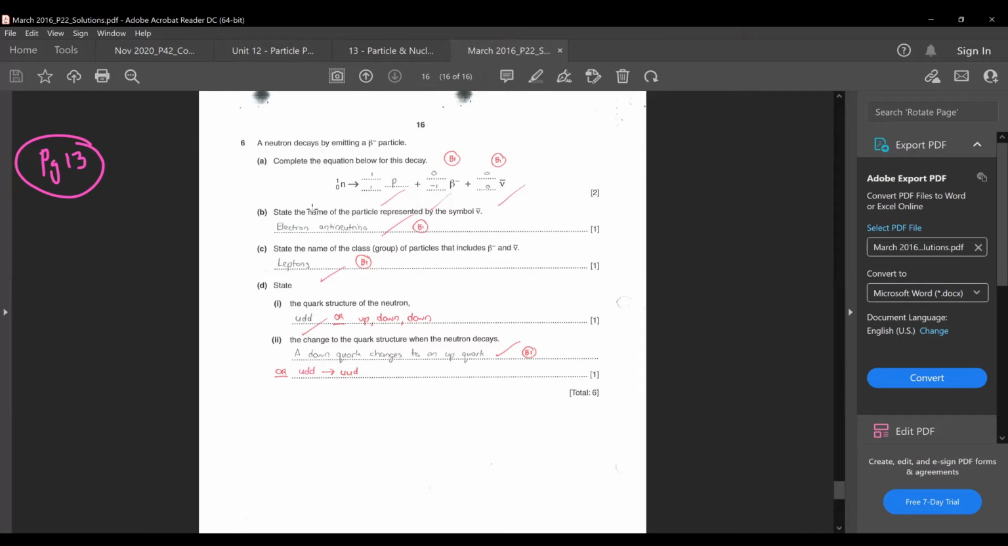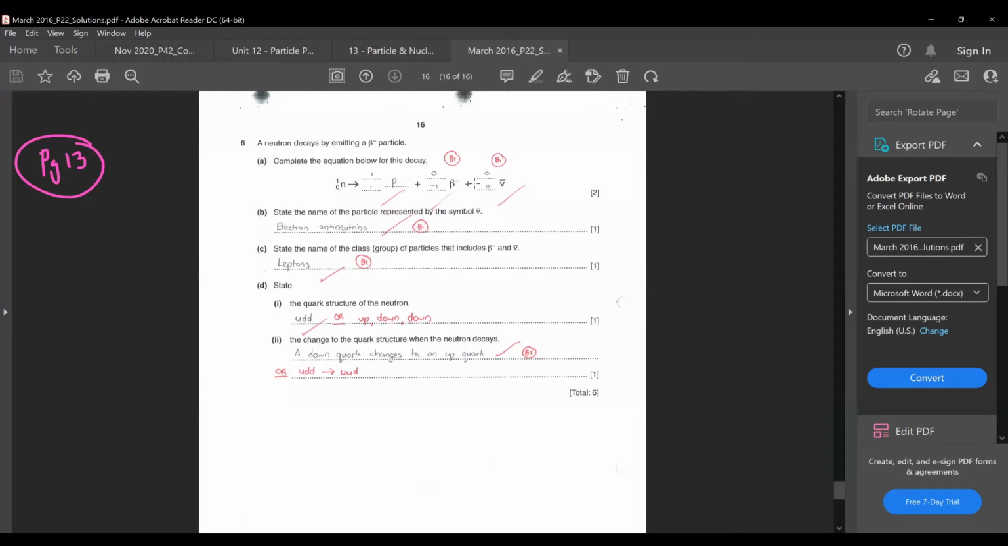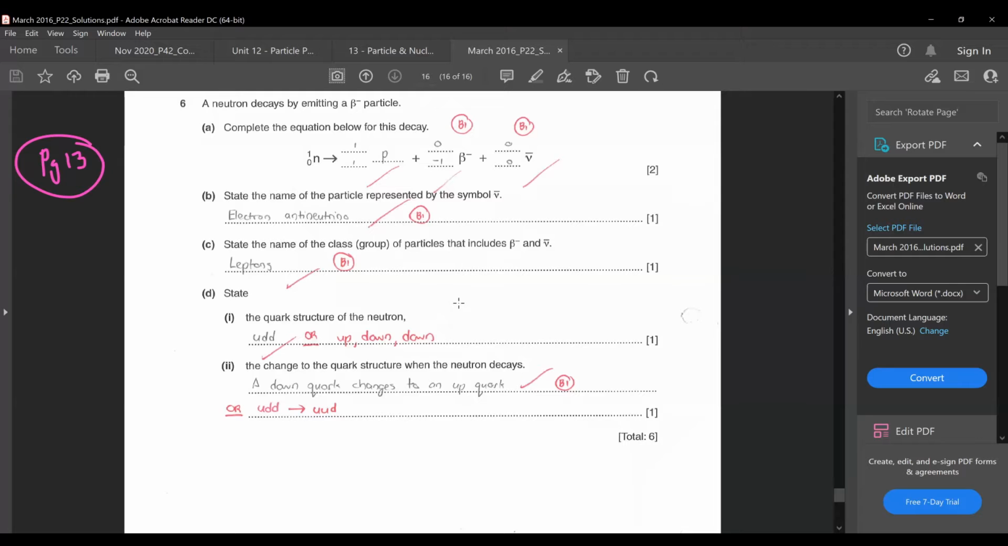So now, state the name of the particle represented by the symbol V bar. The V is neutrino, but because you have a bar above it, it's actually referring to the anti-neutrino. Here it is referring to the electron anti-neutrino. Okay, so the one is this.